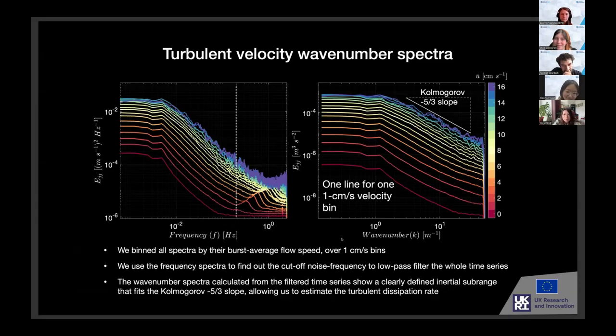And we can also get the wave number spectrum here. And what's important here is that we can see this slope here fits our Kolmogorov minus 5/3 slope. And this is very important because this can then allow us to calculate the turbulent dissipation rate.